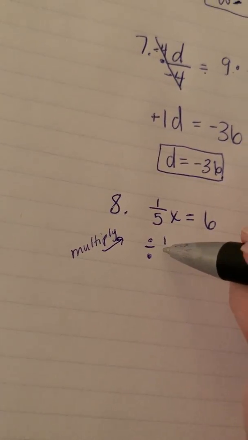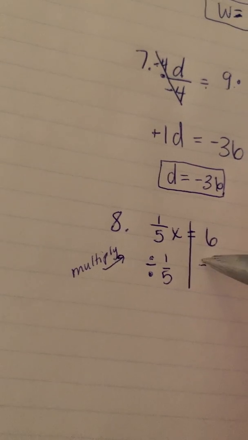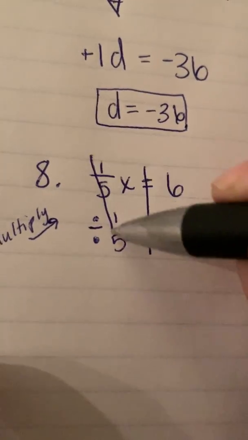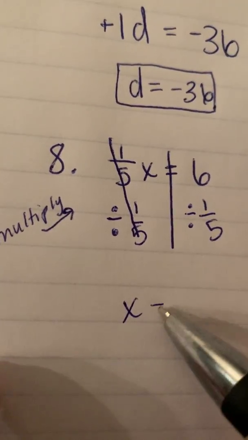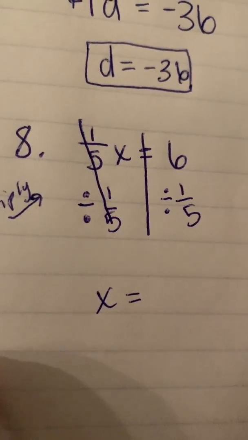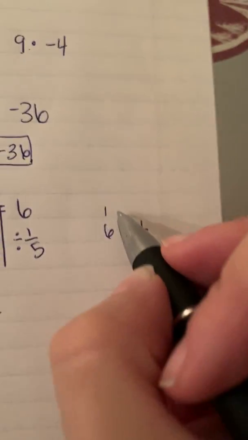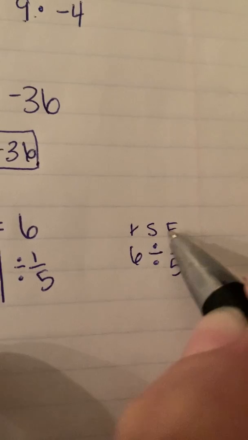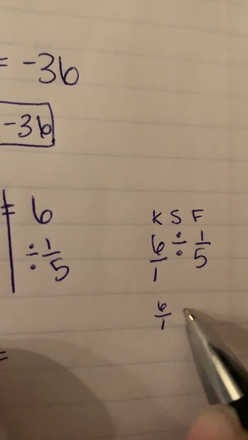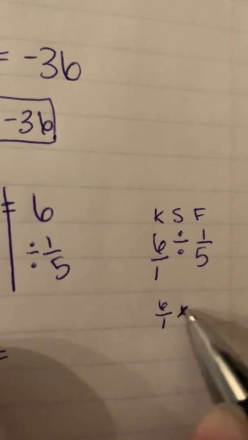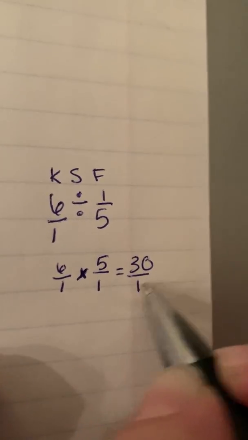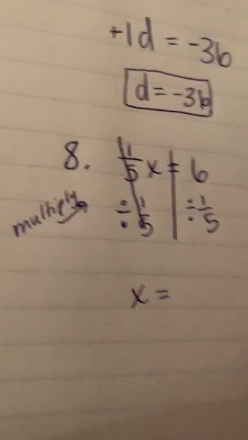So I can divide by 1/5 on this side, and I can divide by 1/5 on this side. These cancel each other out because that equals 1. So I get x equals 6 divided by 1/5. Keep, switch, flip, just like we're doing in our bell ringer right now. Write this over 1, 6 over 1 times 5 over 1, which equals 30 over 1, which equals 30. That's a lot of work.